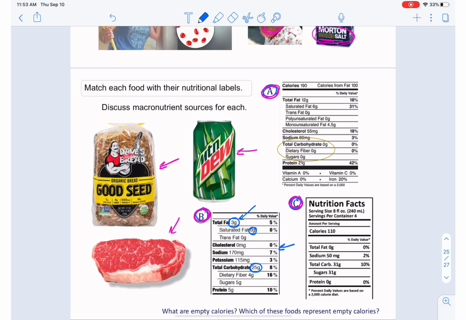Then we go down here to carbohydrates. There's 25 grams of carbohydrates, and there's fiber, there's simple sugars, and there's also starch. So where specifically within that food are you finding these carbohydrates? What ingredients from that food actually have carbohydrates in them? And then you can also see that this particular food has protein in it. So where within the food are you specifically finding protein?